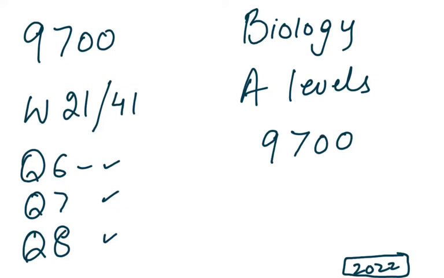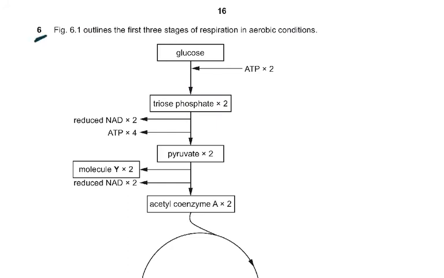Bismillahirrahmanirrahim. Now we continue with paper 4 which I did in the last two videos, and these are the three questions which were left out of that. Starting with question number 6, figure 6.1 outlines the first three stages of respiration in aerobic conditions.